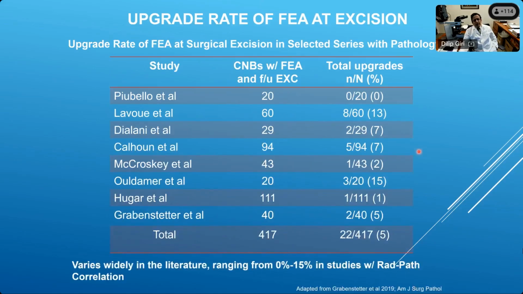Now, the upgrade rates of FEA in published literature are quite variable, as you can see. There are studies where the upgrade rate was 0%. And then there were studies where the upgrade rate was as high as 15%. So in the early studies done by Schnitt and others, the upgrade rates were on the higher end, and that led to the recommendation of excision.